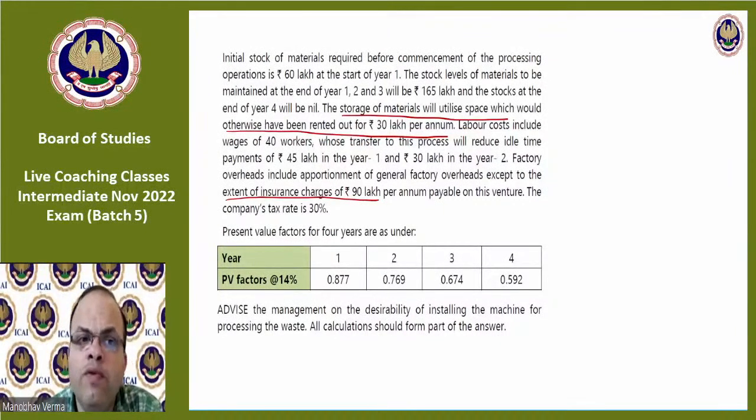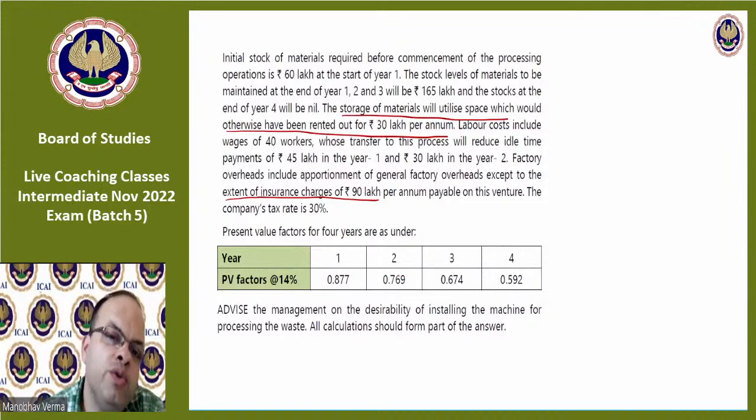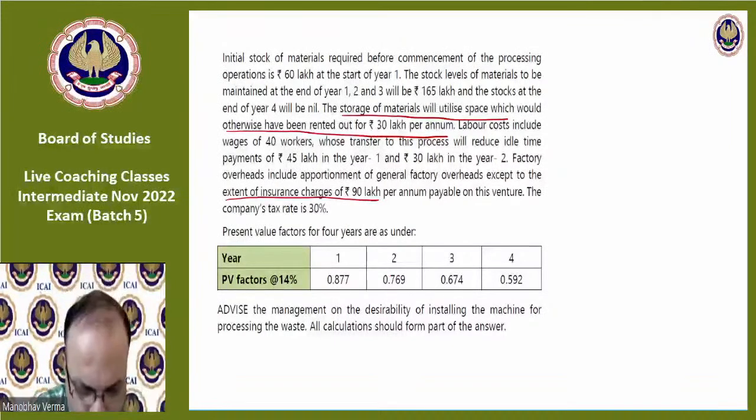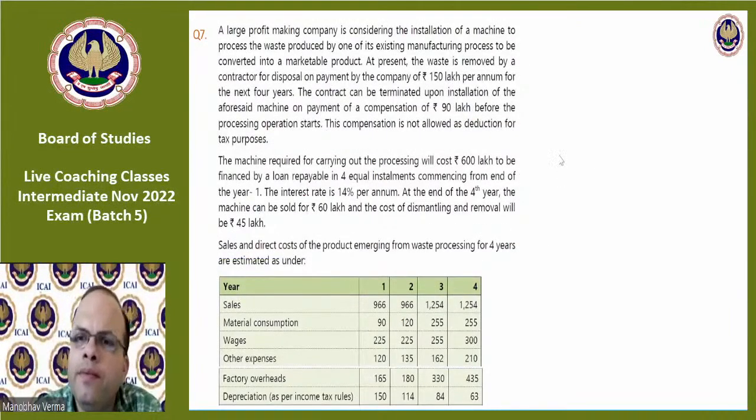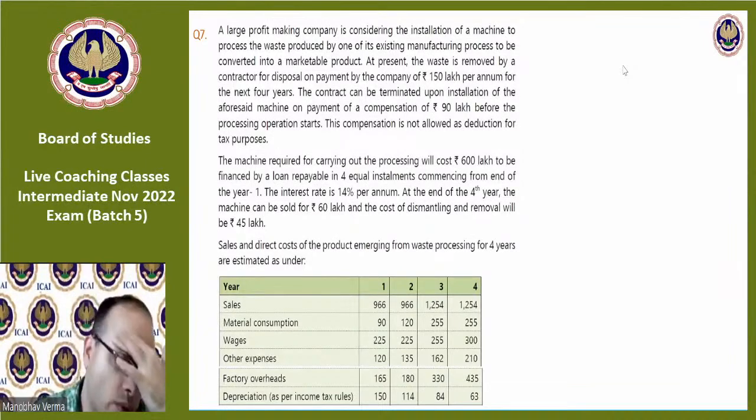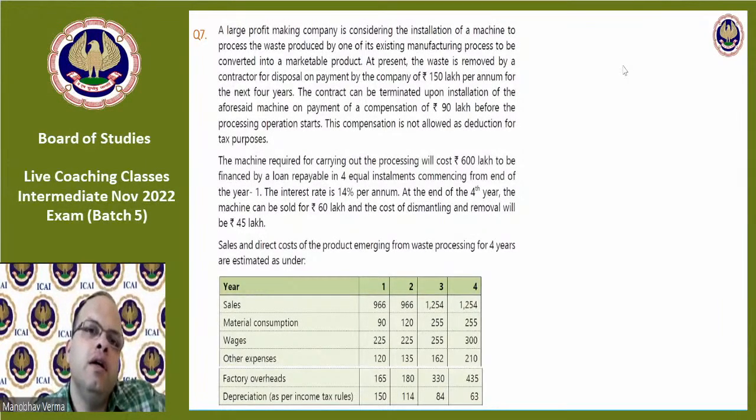They're giving you the present value factors here. The question is whether you should be installing the machine for processing the waste. Sounds a big question, right? But can we simplify what the requirement is? In understanding the requirement here, we have two choices, right? One, we get a machine, install the same for processing the waste, and the product would be more of a reusable or marketable one. On the other hand, presently, you have a contract going on, you are incurring 150 lakhs per annum for the next 4 years.